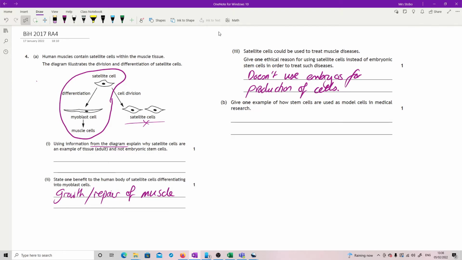Okay, give one example of how stem cells are used as model cells in medical research. I guess straight out of your content statements. So either we can, it says in medical research, so we're looking at studying cell cycles, cell division, cell differentiation, or we're looking at, I would think, probably the one you would go for when it says medical research, modelling drug action in specific cell types. And you could also say that you're using them to model disease progression within a cell. And that's the question.